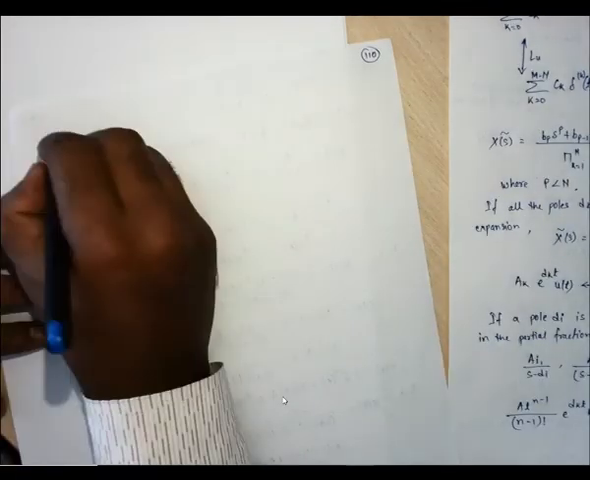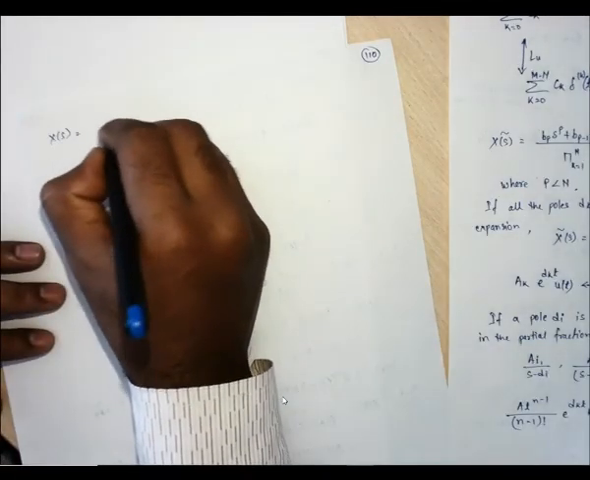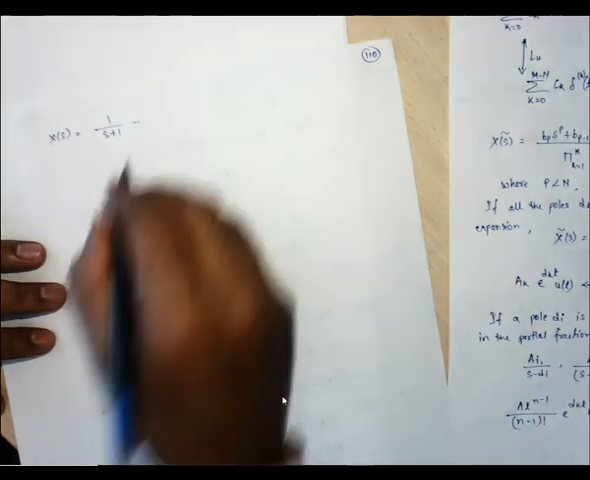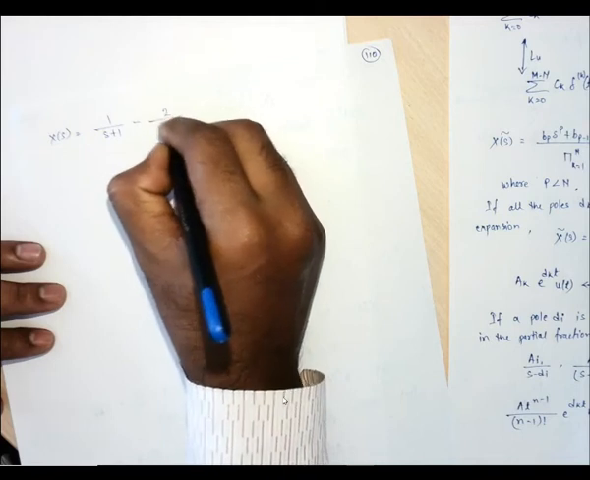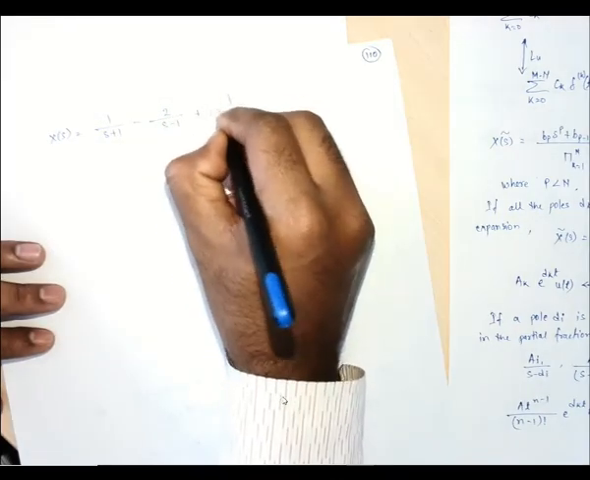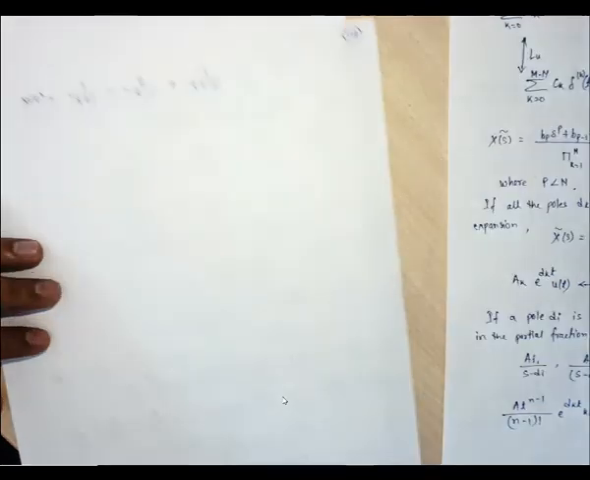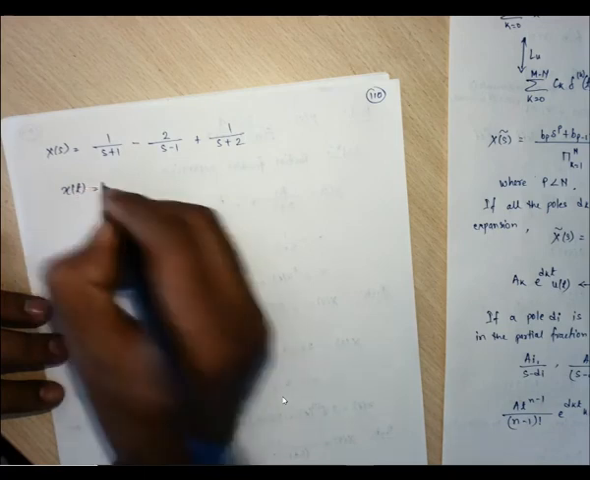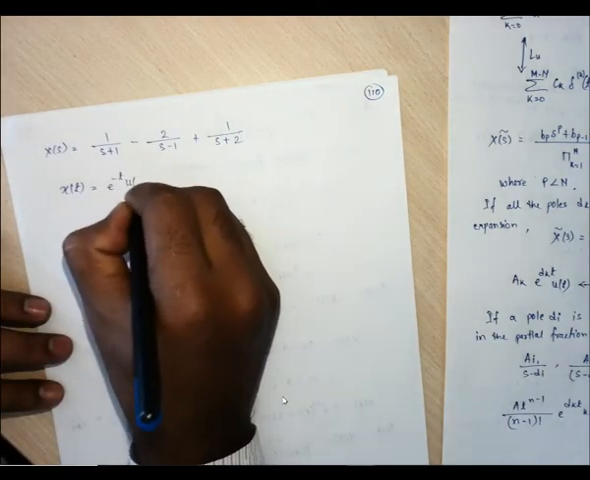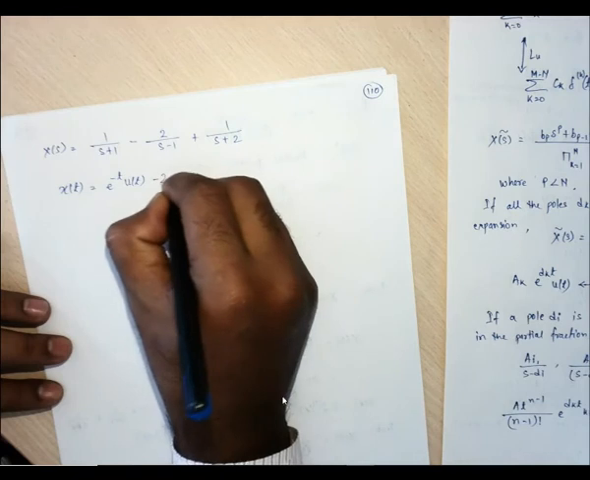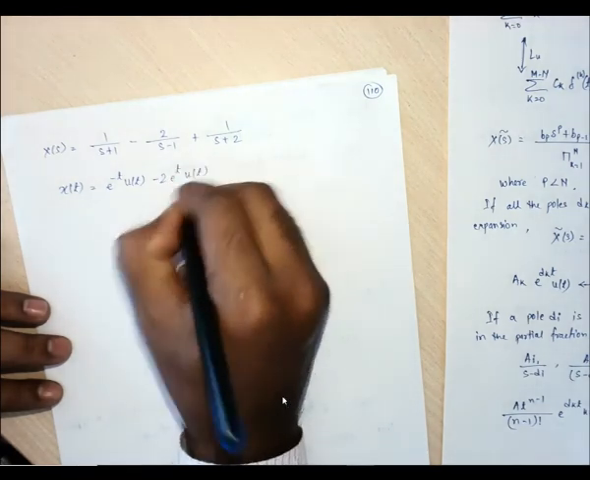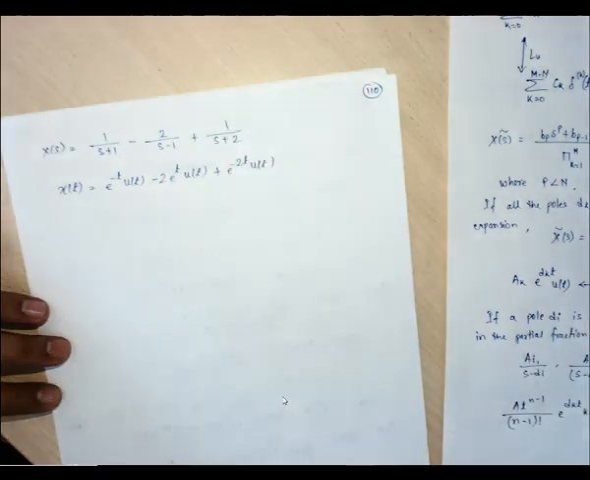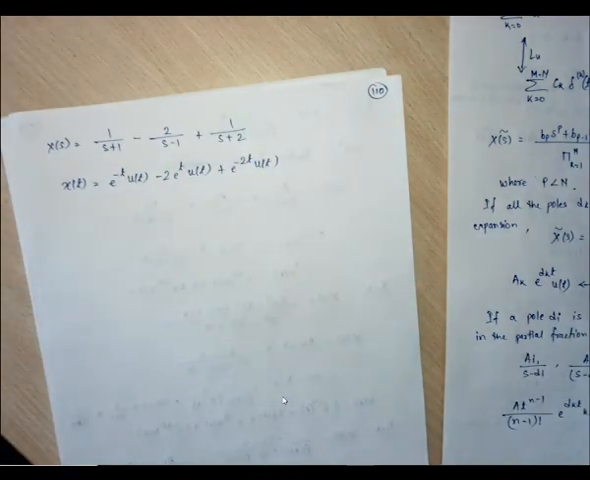So our X(s) is 1 by (s plus 1), then minus 2 by (s minus 1), then 1 by (s plus 2). So once we got this partial fraction expansion, we can easily find out our x(t). So what will be our x(t)? e to the power minus t u(t), then minus 2 e to the power t u(t), then e to the power minus 2t u(t). Fine. So this is our result.